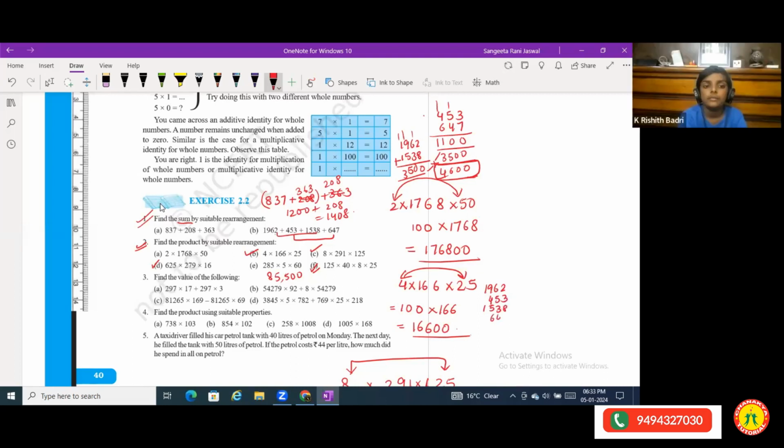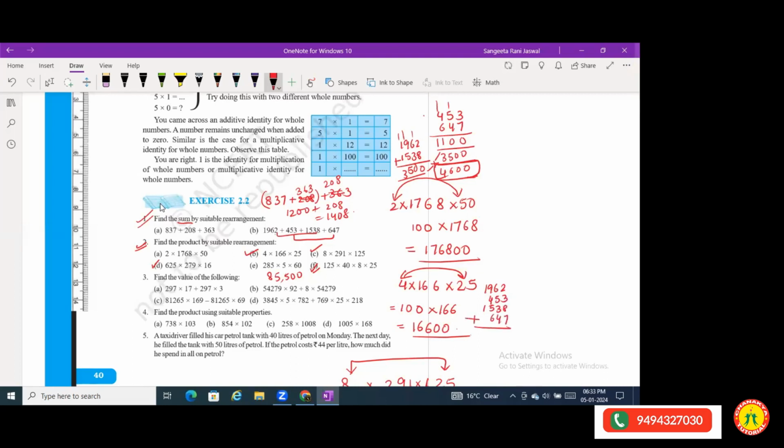Yes, ma'am. Even if you add the numbers like this, you will get the same answer. That won't make any difference to your answer. But to make things easier, we need to arrange them in proper order and then do it. Okay? This is the difference.